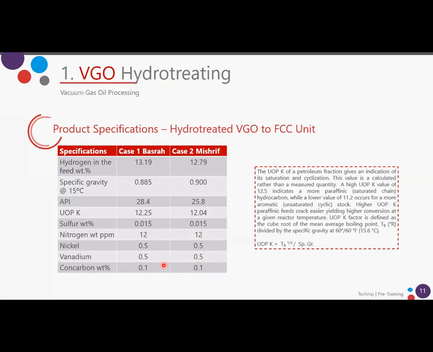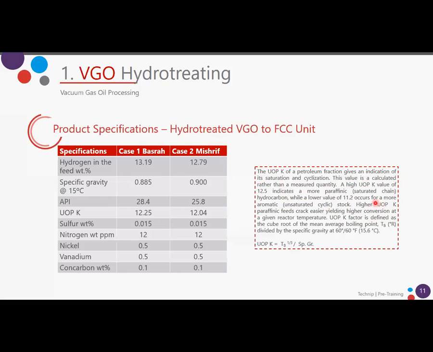Maybe we have not seen this UOPK before. That is another way to characterize a fraction or a crude. We have here the explanation of the meaning of this UOPK, that it gives an indication of the saturation and cyclization. This value is a calculated value. So a high value indicates a more paraffinic saturated chain hydrocarbon, while a lower value of 11.2 occurs for a more aromatic unsaturated cyclic stock.